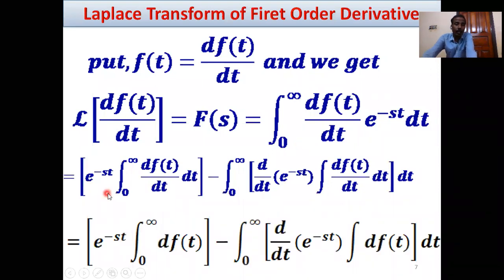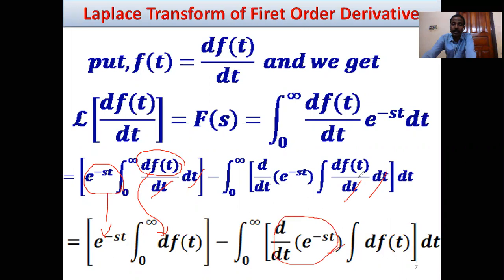And then in e to the power minus st df(t)/dt, the dt and dt cancel. So we have e to the power minus st, and the dt cancels, which means only d of f(t) remains. So this is the integration from 0 to infinity of d of f(t), and e to the power minus st, and the differentiation of e to the power minus st, where the dt cancels, integration of d of f(t) whole times dt.